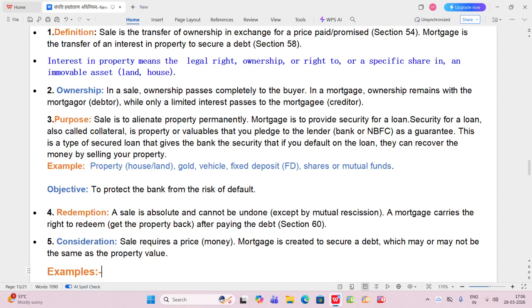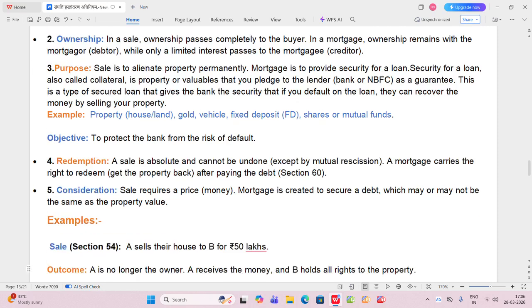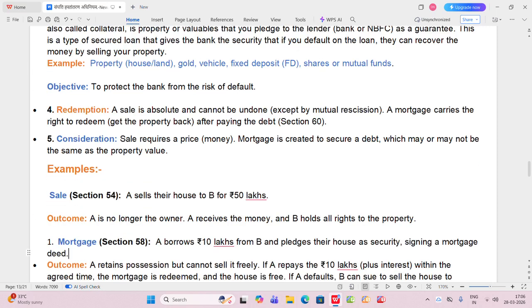I am giving you some examples for this. Sale, section 54. A sells his house to B for 50 lakhs. Now A is no longer the owner. In this case, when A sells his house to B for 50 lakhs, A is no longer the owner. A receives the money and B holds all rights to the property. This happens in case of sale.